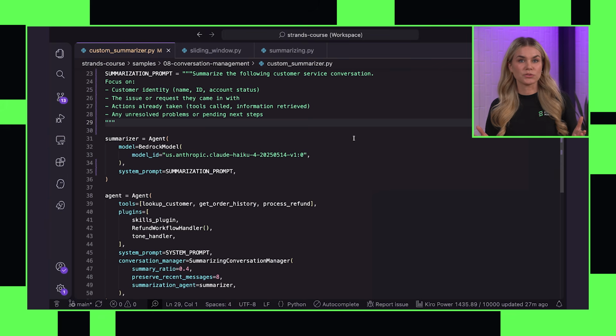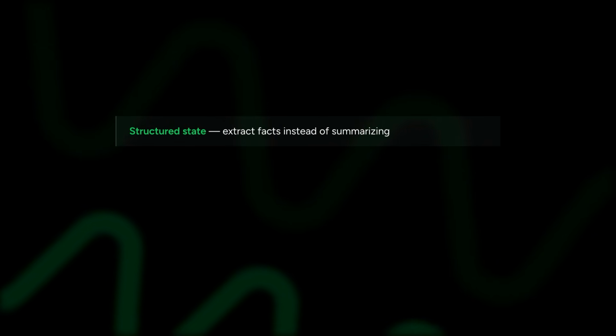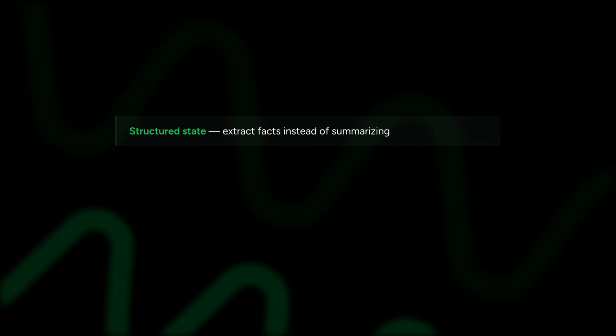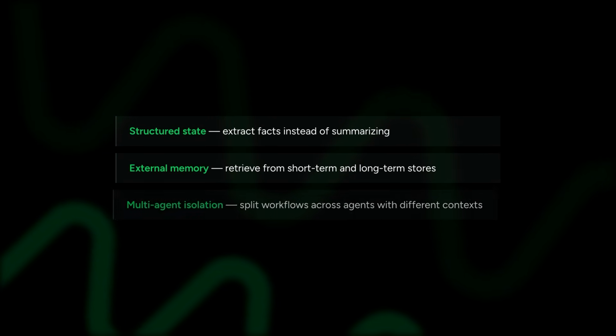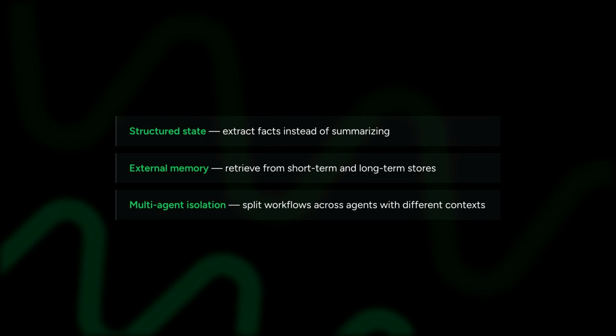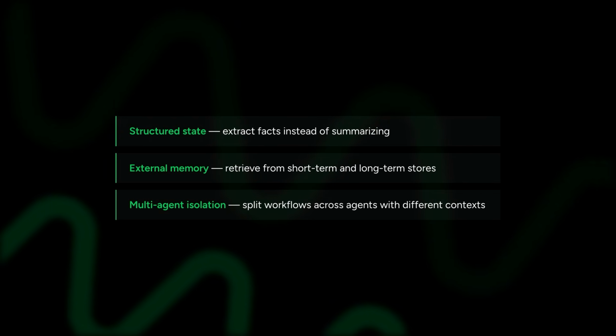Now, summarization is useful, but it's important to understand that summarization is lossy compression. Sometimes important details disappear, especially after repeated compression cycles in long-running agent systems. You might need more sophisticated strategies depending on your use case. Some systems extract structured state as a list of facts instead of summarizing. Others retrieve information dynamically from external memory stores like short-term and long-term memory.